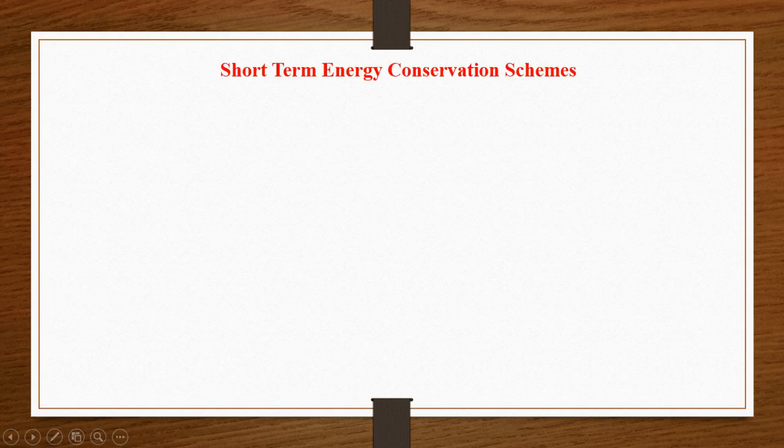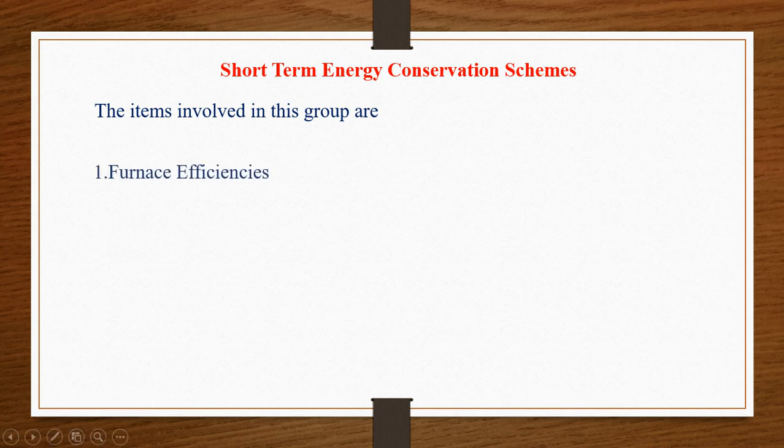Now let us see the energy conservation schemes one by one. First one is the short-term energy conservation scheme. What are the examples we are going to take? How can we save the energy in the thermal power plant using this short-term energy scheme? First one is furnace efficiency. Whenever you are using an efficient machine or anything which has good efficiency, then it requires less energy. Efficient motor or efficient generator. If you use an efficient thing, then it requires less energy.